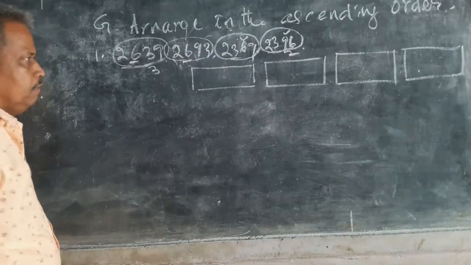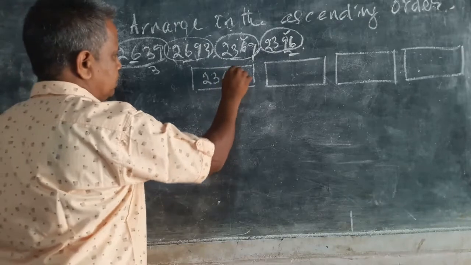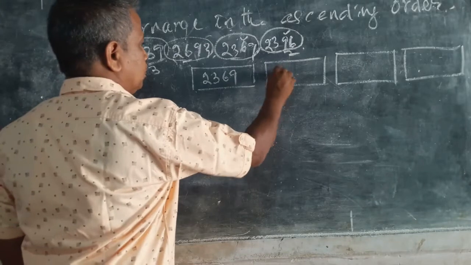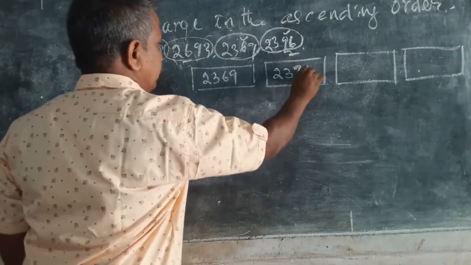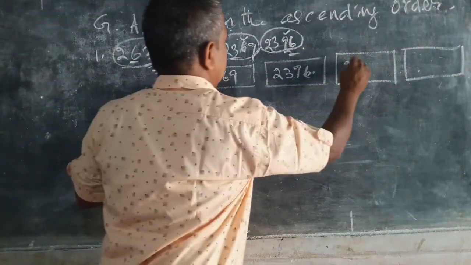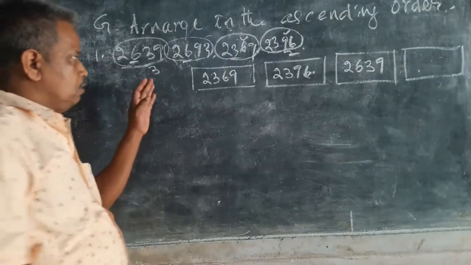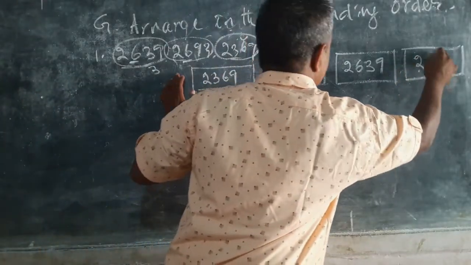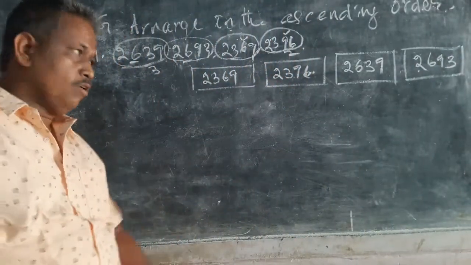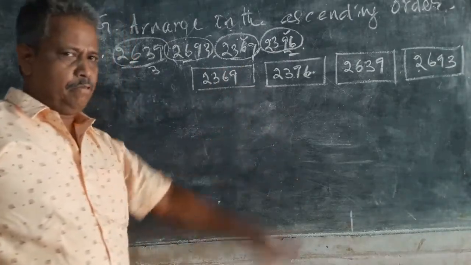We will write first the smallest number, that is 2369, and then we will write 2396, and then we will write 2639, and last 2693. This is the ascending order. Okay, you do all other rest programs.